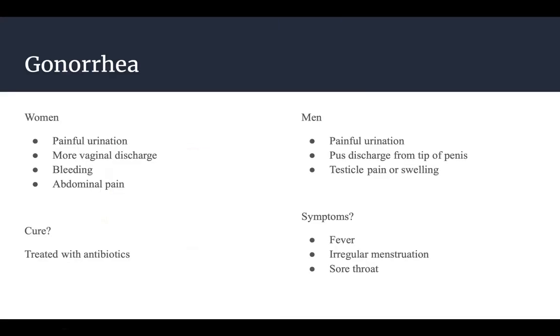Another example is gonorrhea. Women have painful urination, more vaginal discharge, they're also bleeding a lot more, and they have abdominal pain. For men, they have painful urination as well. They have pus or discharge from the tip of their penis, and they also have testicle pain or swelling. The treatment for this would be antibiotics or medication, so it can be cured. The symptoms for gonorrhea that are not physical pain would be fever. Women have irregular menstruation, and you usually have a sore throat.